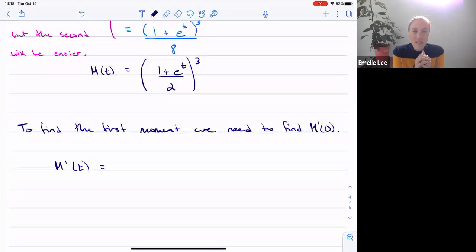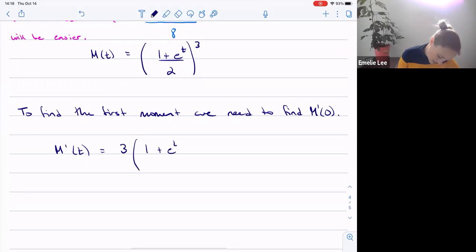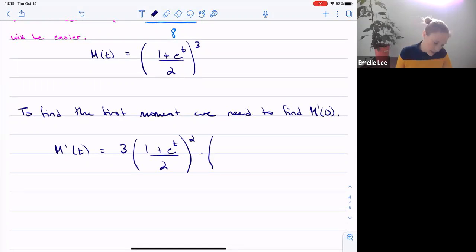I only have a t in the numerator, so luckily I don't have to use the quotient rule here because the t is just in the numerator. So what I end up with is 3 times (1 plus e to the t over 2) to the power of 2 times the derivative of the inside, which is, I can bring that 1 over 2 outside the brackets, and then I have 0 plus, remember the derivative of e to the t is just e to the t.